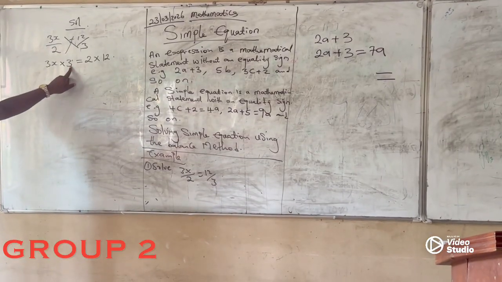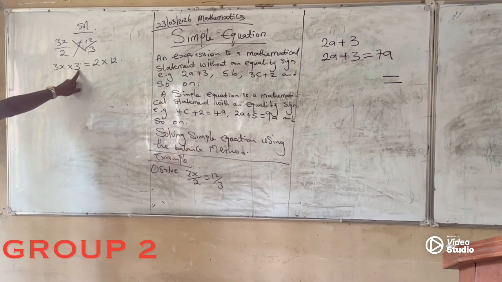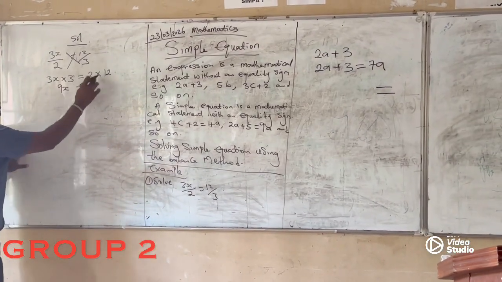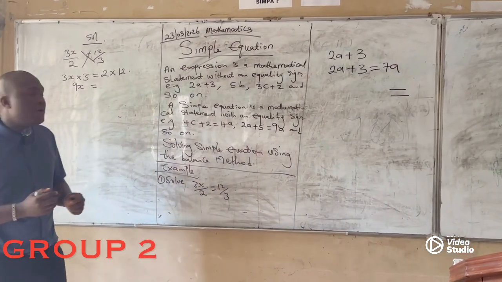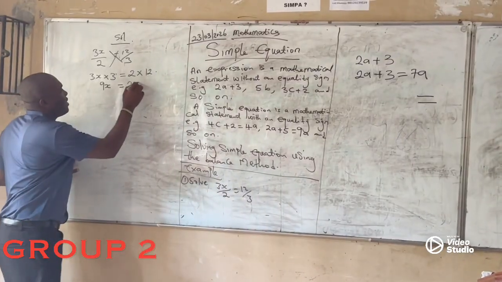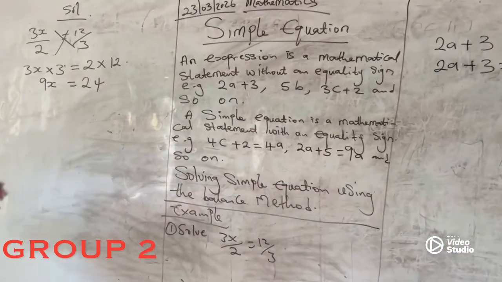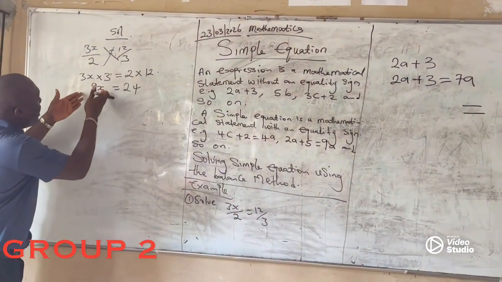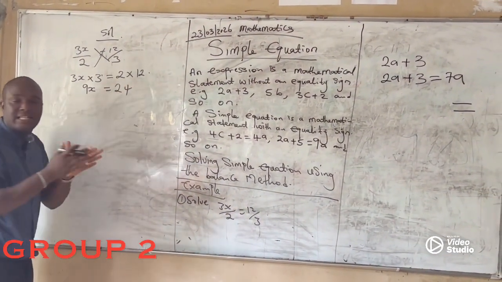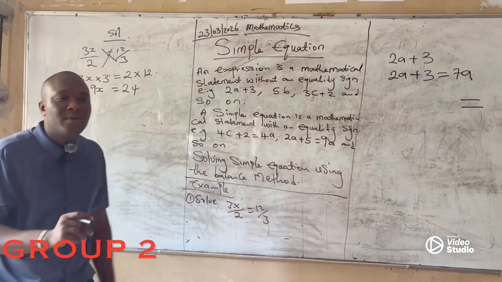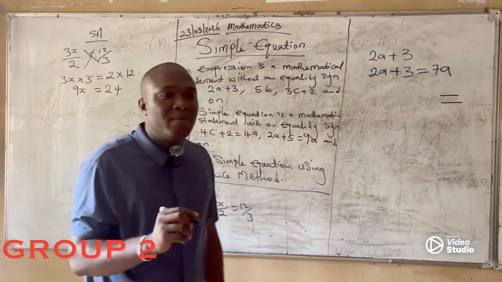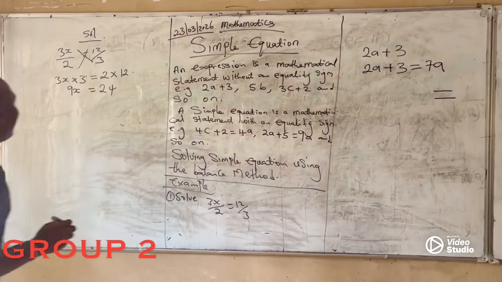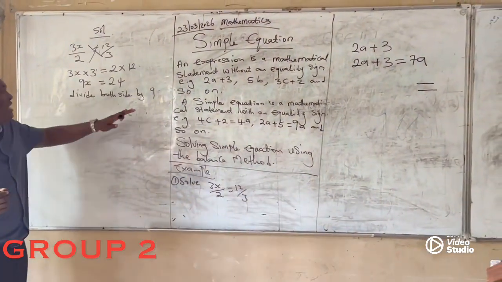3x times 3, what are we going to have? 9x. Intelligent. 2 times 12, what do we have there? 24. That's beautiful. Now what do we do to the right? Now we want to make x stand alone. So what are we going to do here so that x can stand alone? What is the coefficient of x? 9. Intelligent. Yes. Divide both sides by 9.